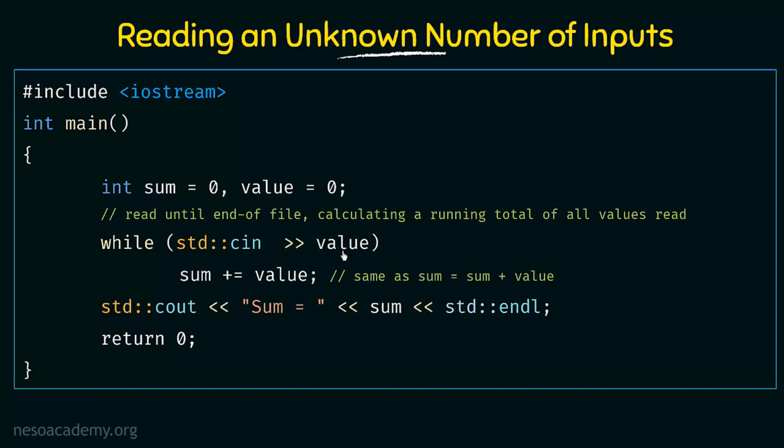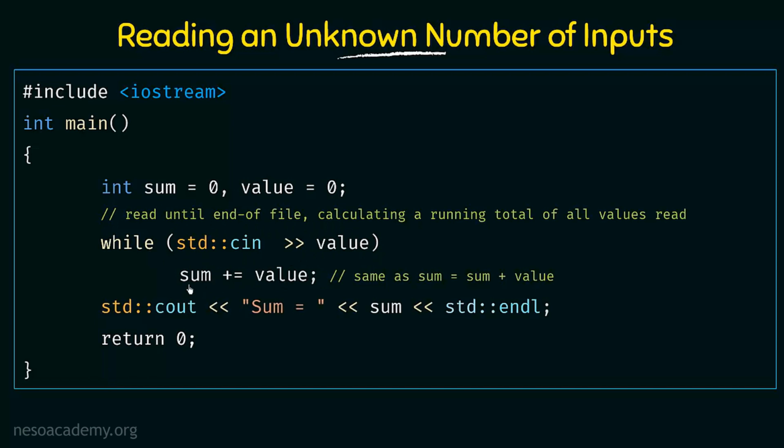So when is this statement going to be true? This statement will be true as long as the user enters a valid number. And what is a valid number? We see that value is an integer. So as long as the user keeps on entering a valid integer, this is going to give a true value, and as long as it is true, this will be executed.